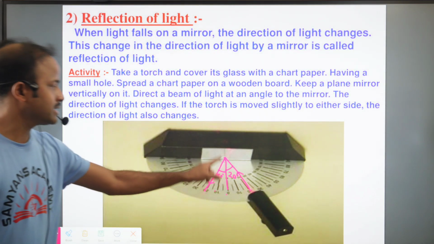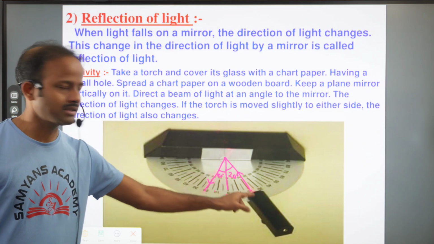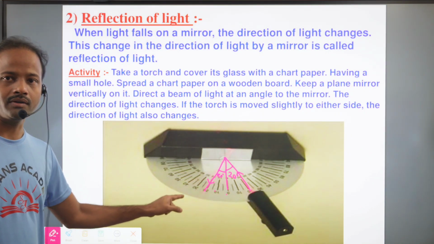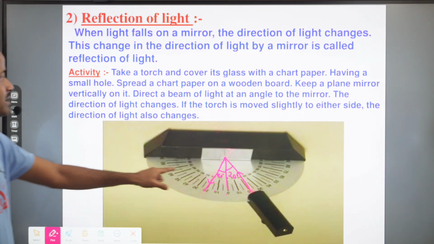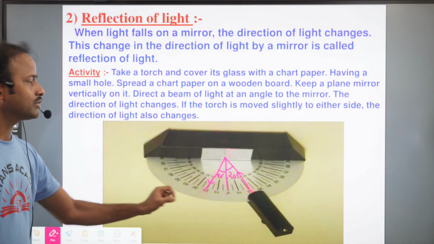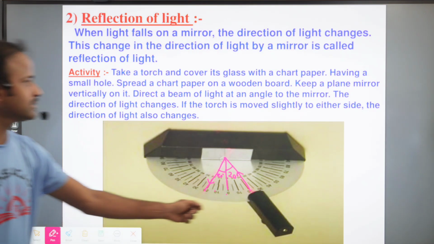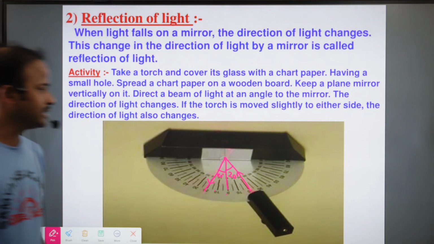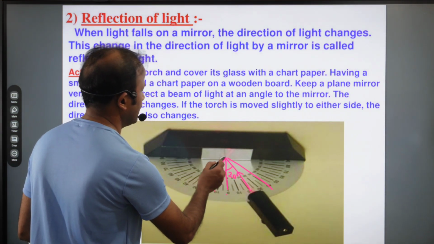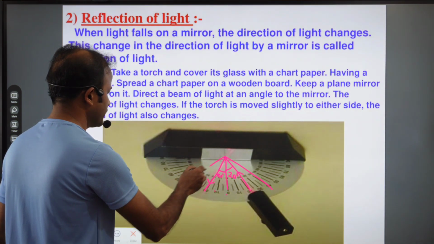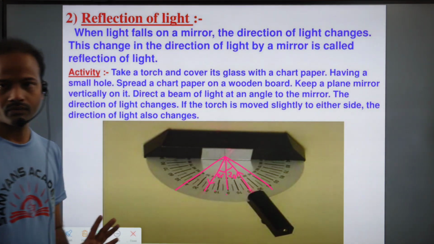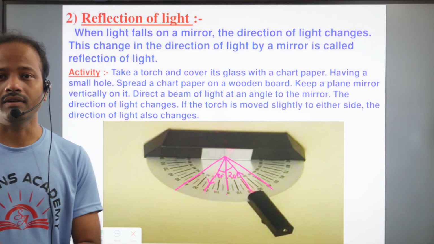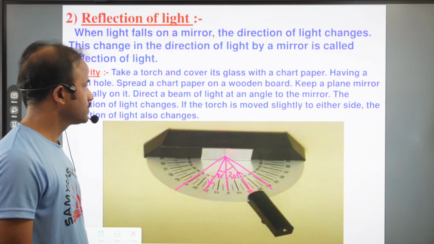Then the direction of light changes. Can we get the reflected light on the same path? No. The reflected light is coming from another path. Means here the direction of light changes. If the torch is moved slightly to either side, the direction of the light also changes. When this light falls at a 40 degrees angle, then the reflected light comes at 40 degrees on the other side. Means the angle of reflection and the angle of incidence are always equal. Remember that. Okay, so next one.